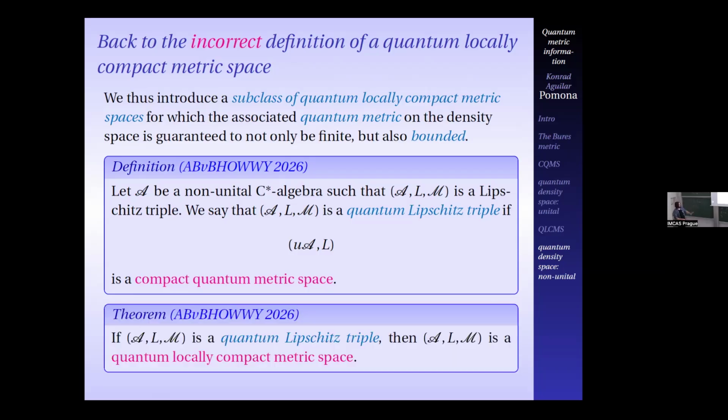We first checked that if you have a quantum Lipschitz triple, you do get a quantum locally compact metric space. It basically uses that theorem definition that I displayed. That's why I displayed it as well. It's pretty quick using that definition to prove this fact.